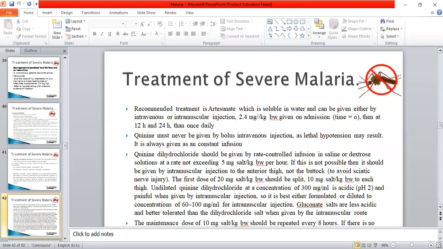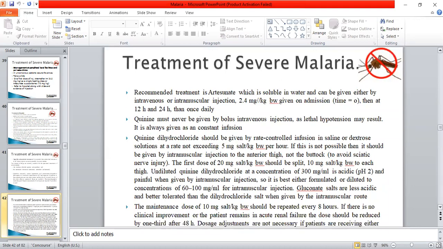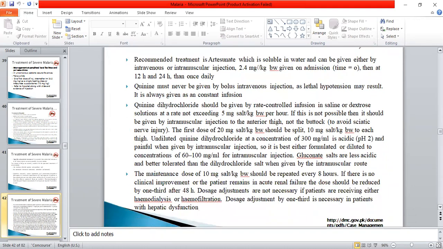In treatment of severe malaria, the recommended treatment is artesunate, which is soluble in water and can be given either by IV or IM injection. Quinine must never be given by bolus IV injection, as lethal hypotension may result. It must always be given as a constant infusion. Quinine dihydrochloride should be given by rate-controlled infusion in a saline or dextrose line.